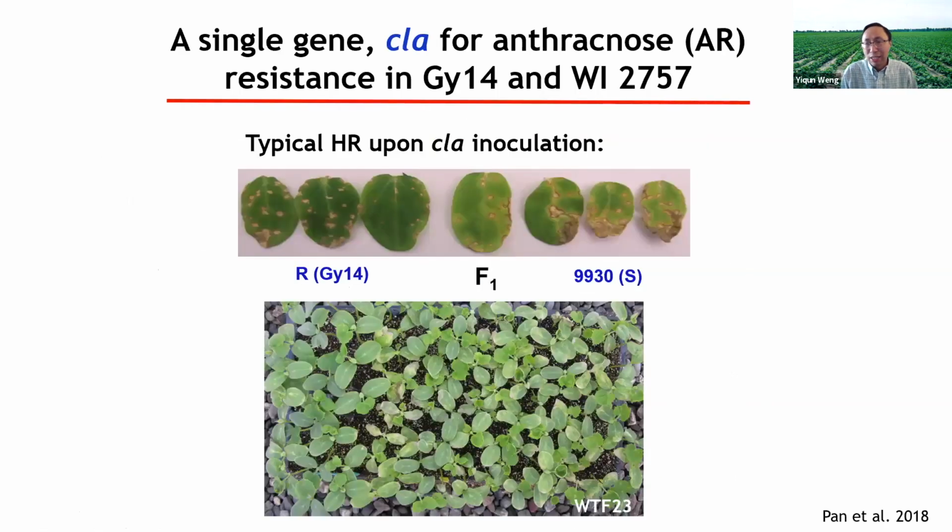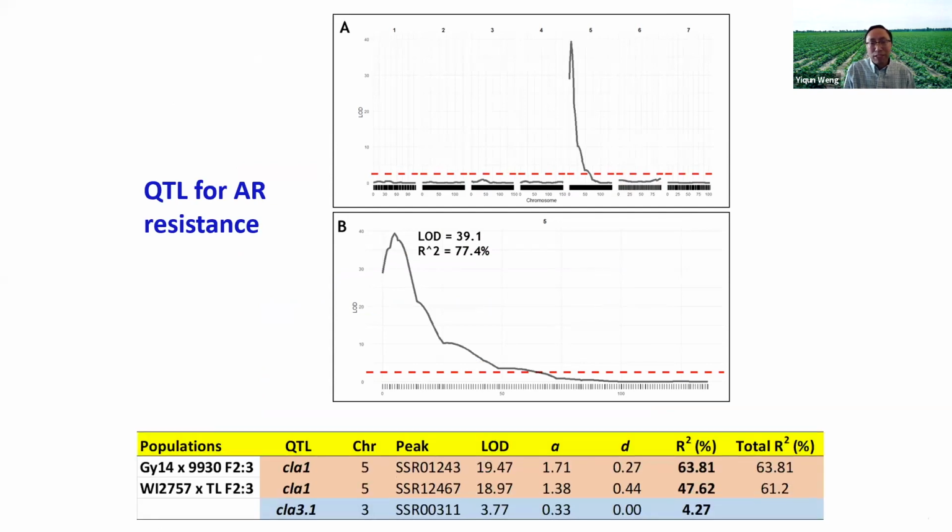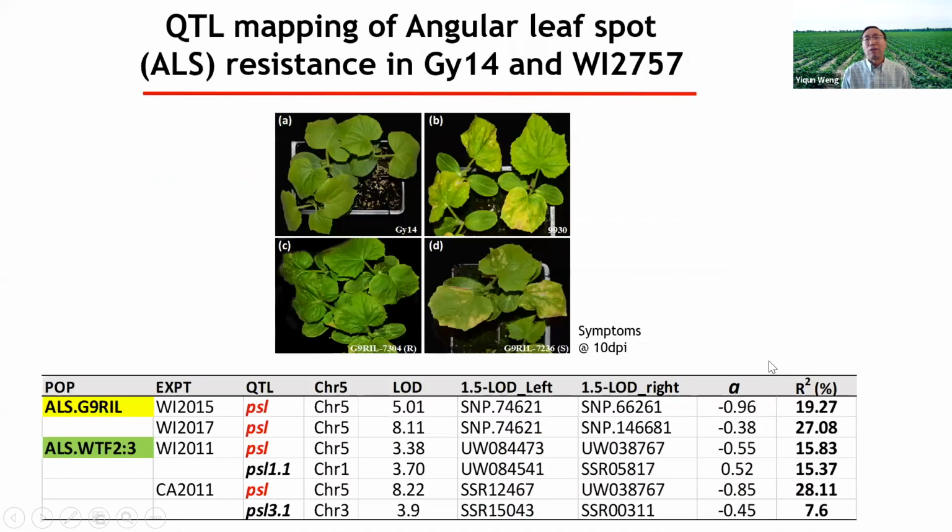But previously, breeders also found that 2757 and GY14 also have resistance to anthracnose. At that time when we started the work, we had no idea they were actually the same gene. So we had an independent study to map the anthracnose resistance in the 2 lines using a QTL mapping strategy. It also mapped to chromosome 5. We named it Ar, but in 2757, there are additional minor QTL. The same is true for angular leaf spot.